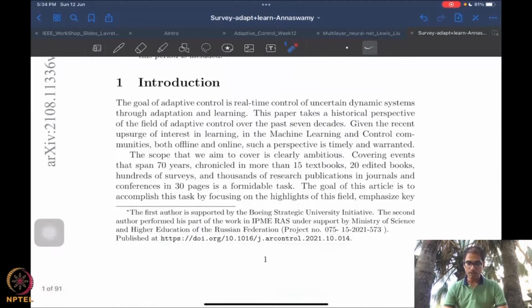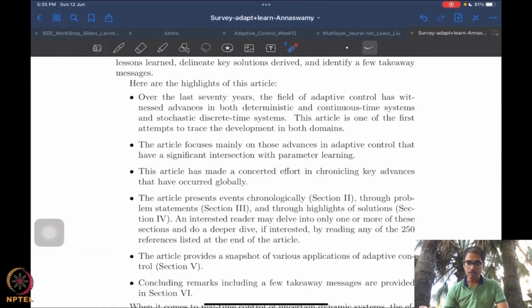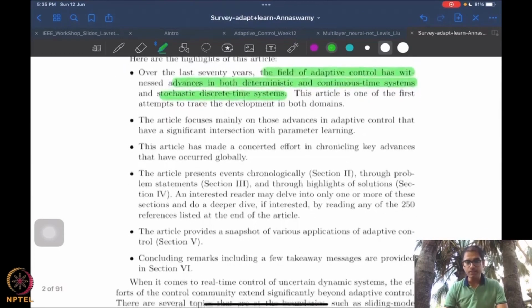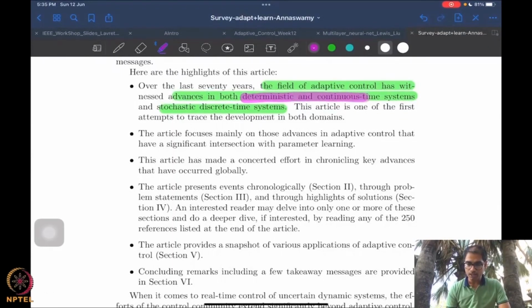All right. So of course, these are some of the highlights of this article. There have been advances in the last 70 years in adaptive control, in both deterministic and stochastic systems, deterministic continuous time systems, right, and also stochastic discrete time systems. Okay, so these are the two dynamical systems that have been looked at extensively in the domain of adaptive control, right? As you can see, we have covered, of course, only deterministic and continuous time systems, which is why I'm going to mark it in a different color here. Right?